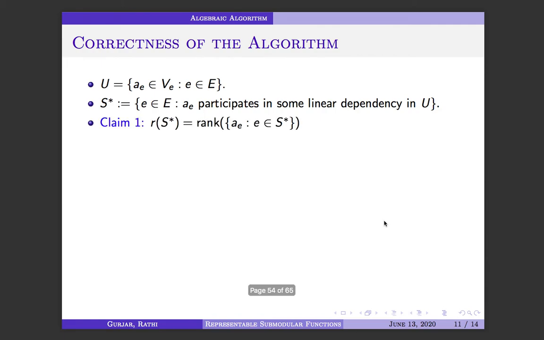Now our first step is to find the value of R of S star, which we claim is given by this equation. So let's elaborate on this equation. The left hand side of this equation is R of S star, which is nothing but the dimension of the span of all subspaces put together that correspond to the elements in S star. And on the right hand side, we have taken exactly one random vector from each of these subspaces corresponding to S star, and we are considering the rank of this collection.